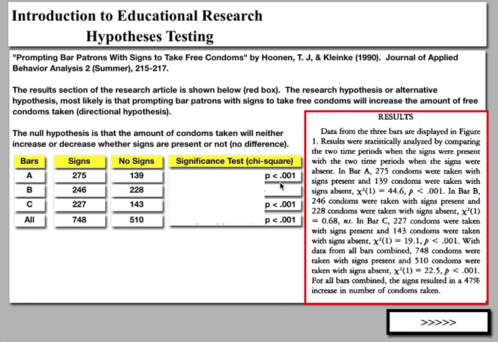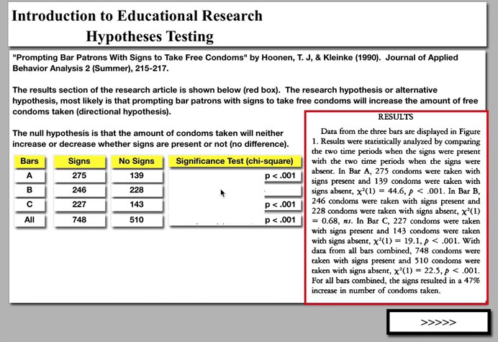Well, first of all, if you're a little rusty on your decimals, 0.001 is a decimal fraction which is equal to 1 out of 1,000. So the probability here on the chi-square test is less than 0.001. So it's less than 1 in 1,000. The same for bar C and the same for the total data.